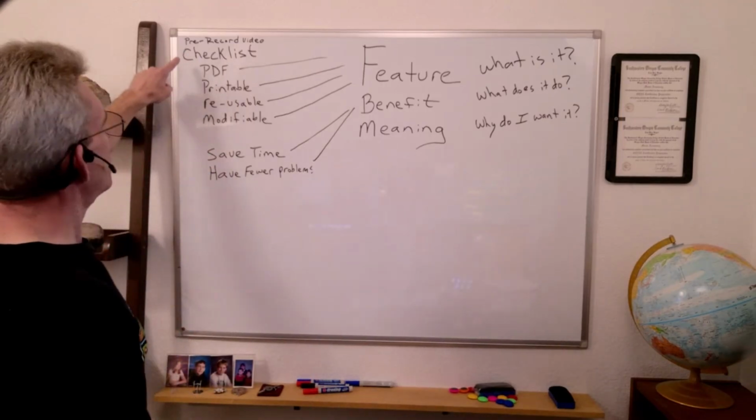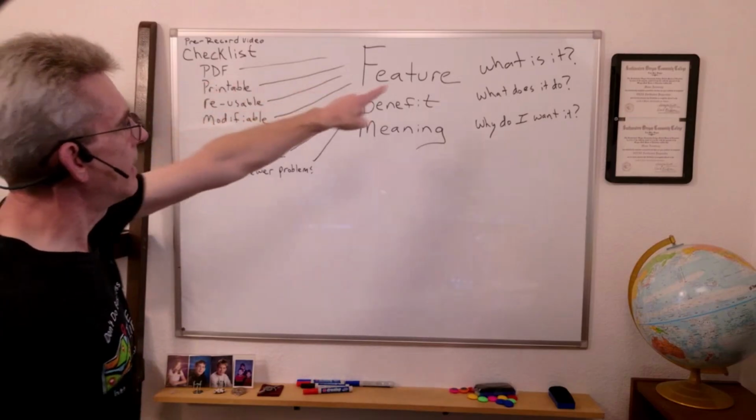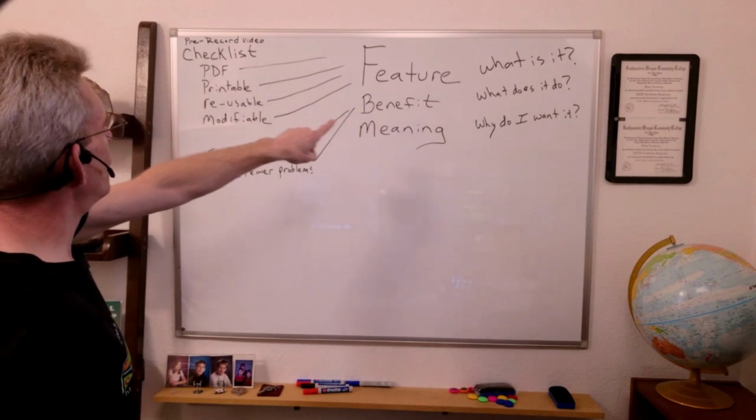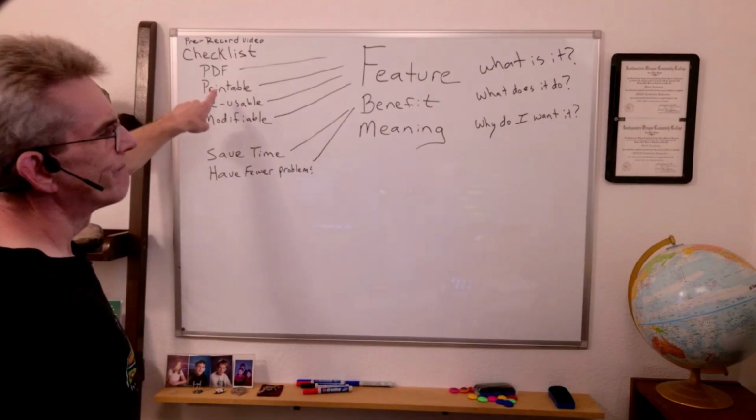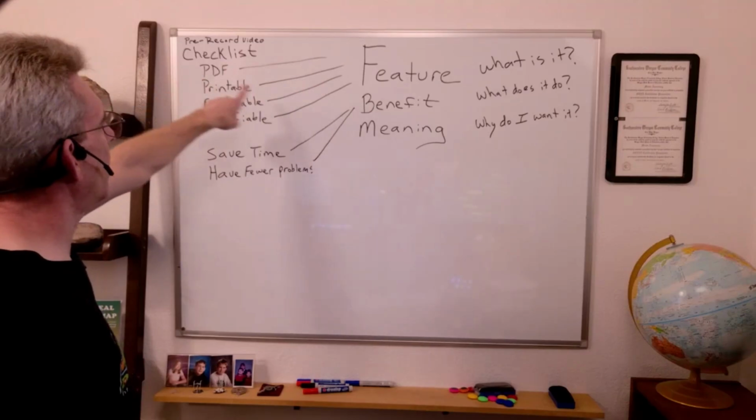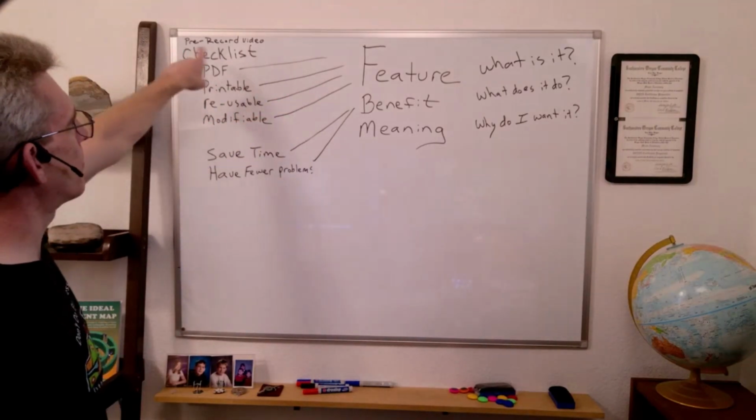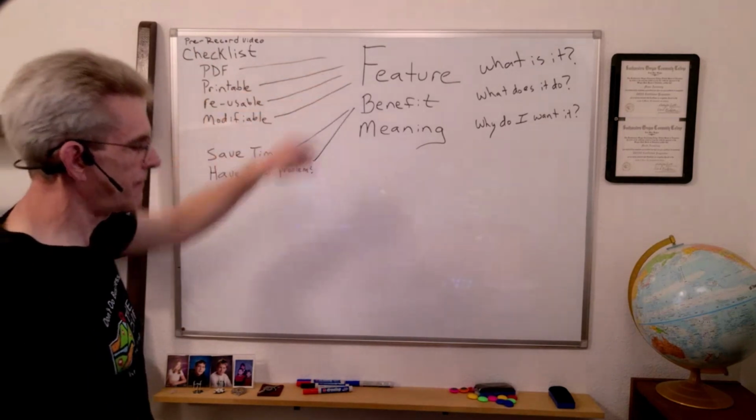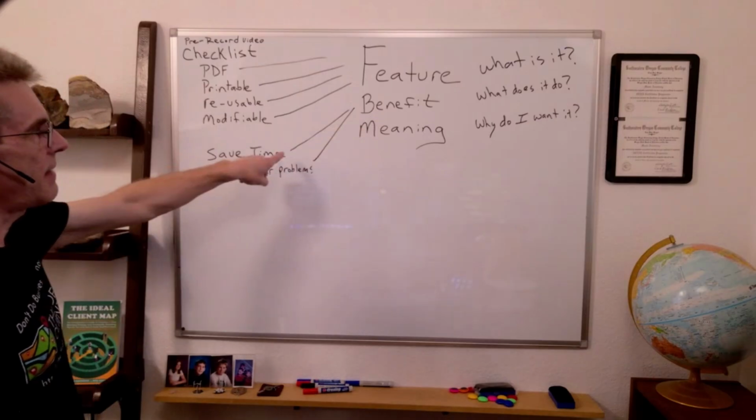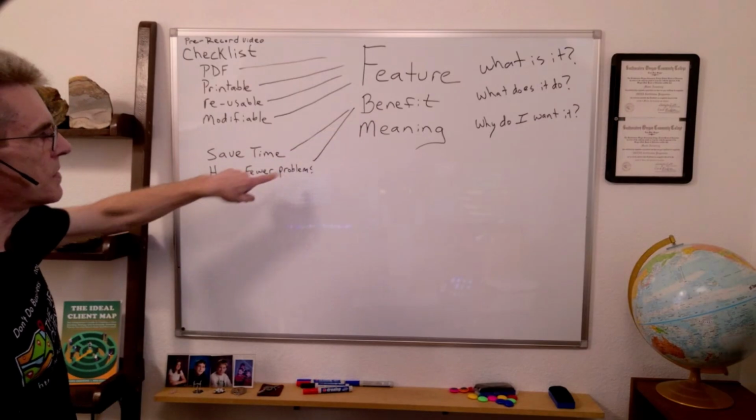We've got a checklist. What is it? It's a checklist. What is it? It's a PDF. Well, what does it do? It's printable. No, what is it? It's a printable PDF. Okay. It's a reusable printable PDF. It's modifiable. That's all about the PDF. That's all about the feature. So what does it do? Well, it saves you time and it allows you to have fewer problems.